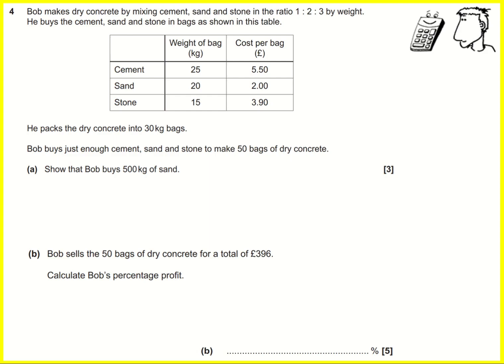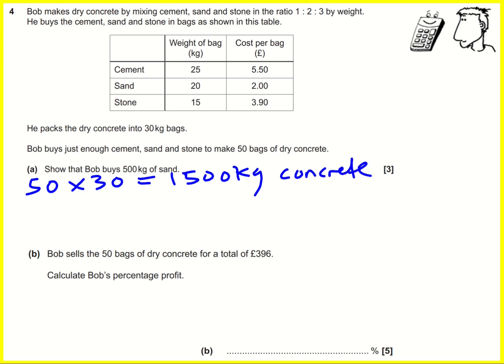First things first, we've got these 30 kilogram bags of concrete, and then we've got 50 bags. So let's work out how much we're going to have in total. 50 times 30, which will be 1,500 kilograms of concrete. Okay, and that is comprised from cement, sand, and stone, and it's this ratio here.